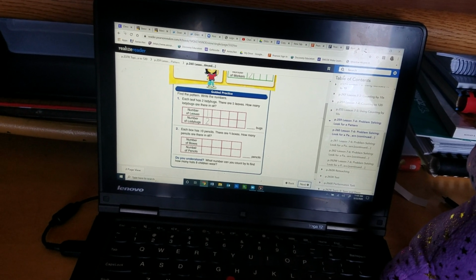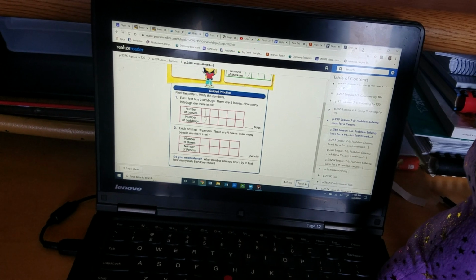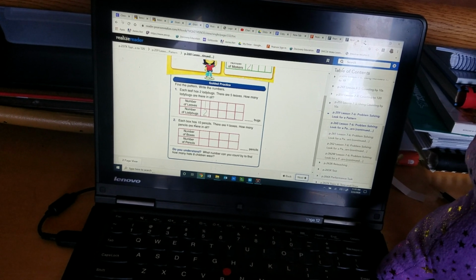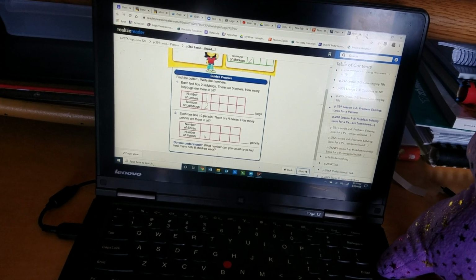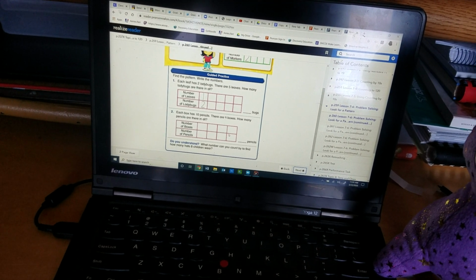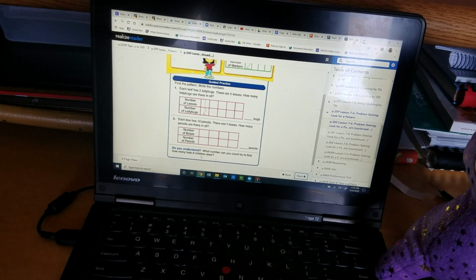How many pencils are in each box? Well, let's go back up to the problem. It says 10 pencils. So you're going to start with 1 box and 10 pencils. And then I want you to try to solve the rest. Try the do you understand section.